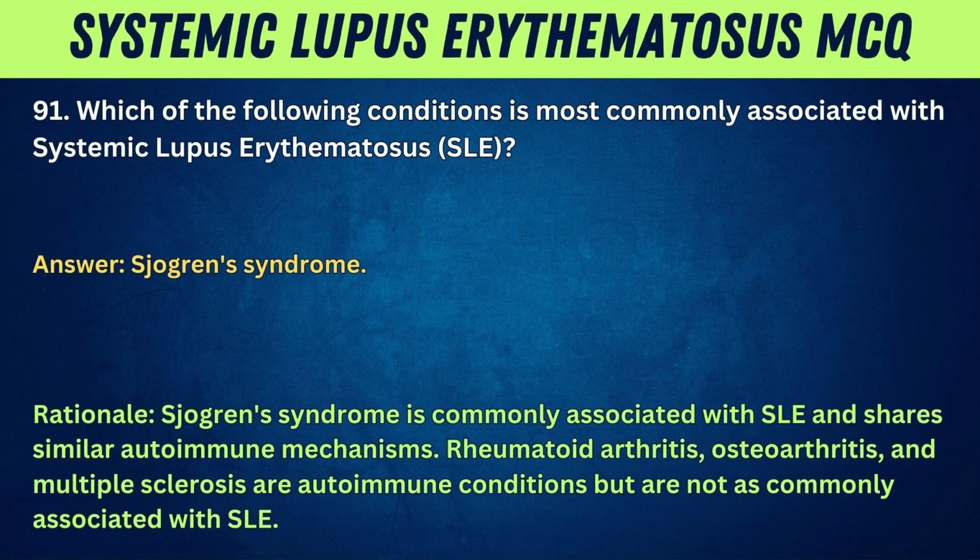Rationale: Sjogren's syndrome is commonly associated with SLE and shares similar autoimmune mechanisms. Rheumatoid arthritis, osteoarthritis, and multiple sclerosis are autoimmune conditions, but are not as commonly associated with SLE.